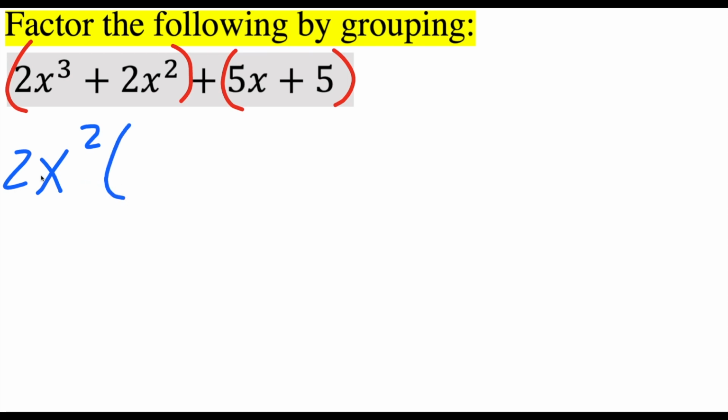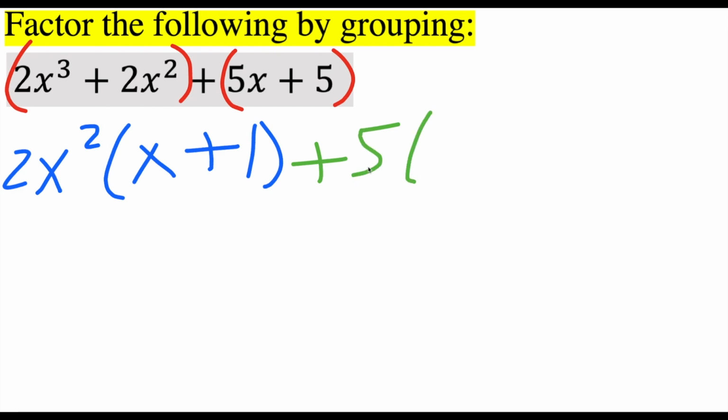So we're going to put 2x squared, and a parentheses. 2x squared times what gives you 2x cubed? Well, times x. 2x squared times x is 2x cubed. Plus 2x squared times what gives you 2x squared? Times 1. Close parentheses. Plus, we're going to do the exact same thing with this piece, 5x and 5. What's the greatest common piece between the 2? 5. 5 times what gives you 5x? x. 5 times what gives you 5? 1.